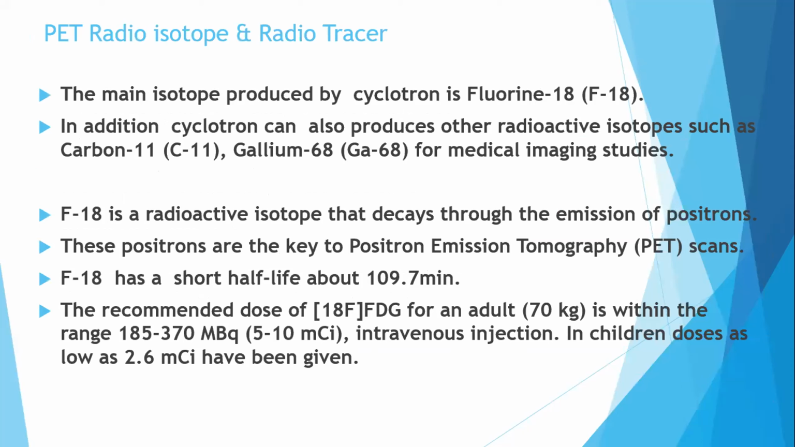Fluorine 18 is a radioactive isotope that decays through the emission of positrons. And these positrons are key to positron emission tomography. It has a short half-life, about 109 minutes. The recommended dose for an adult is within the range of 5 to 10 millicurie by intravenous injection.